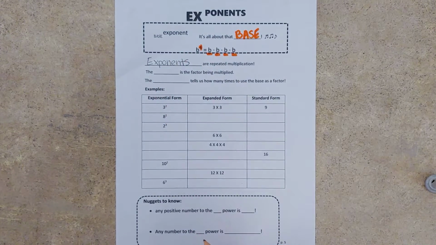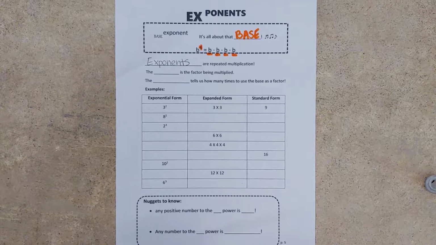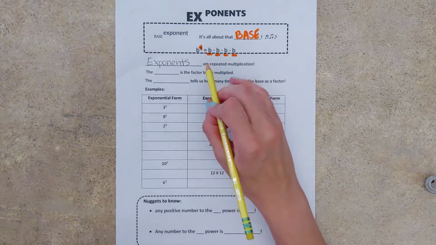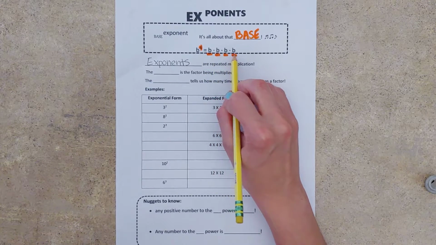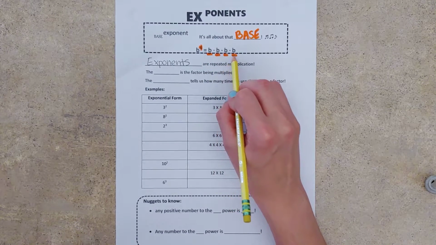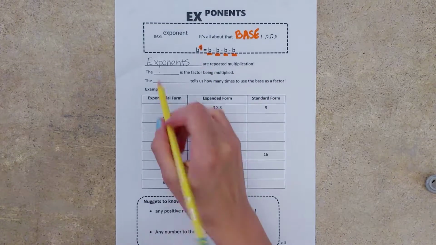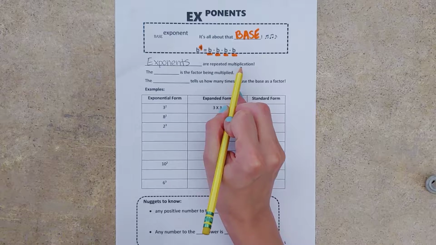are just repeated multiplication. We've learned in the past that multiplication is just repeated addition, right? It's a shortcut for repeated addition. Exponents are a shortcut for repeated multiplication. So instead of saying to your fellow researcher or someone like that, b times b times b times b, and getting lost somewhere in there, we could simply say b to the fourth power.